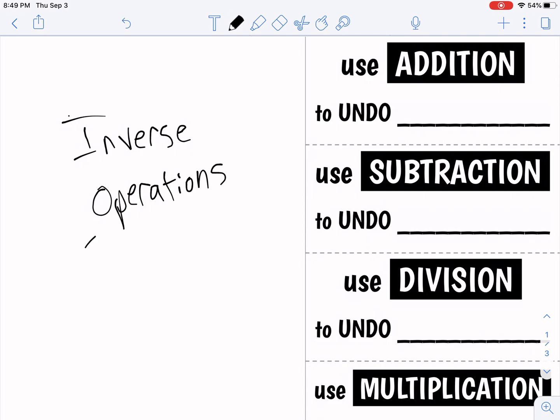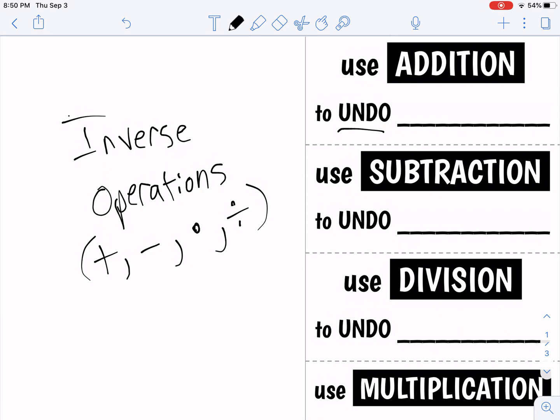Now, you guys all know what operations are. We've been using them: addition, subtraction, multiplication, and division. These are all the operations. And inverse operations, well, when we break down the word inverse, we're talking about the opposite. They undo each other, it reverses what the previous one has done. Another word that you might hear is it undoes; in this case they wrote undo, but it undoes what the previous operation did.